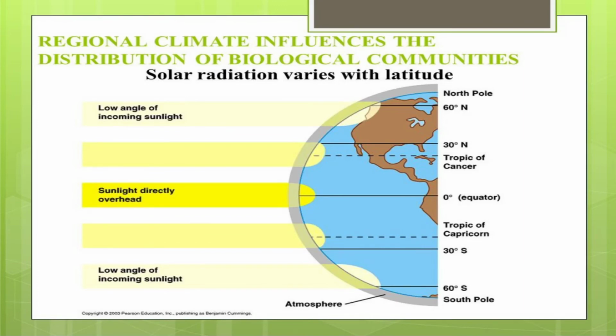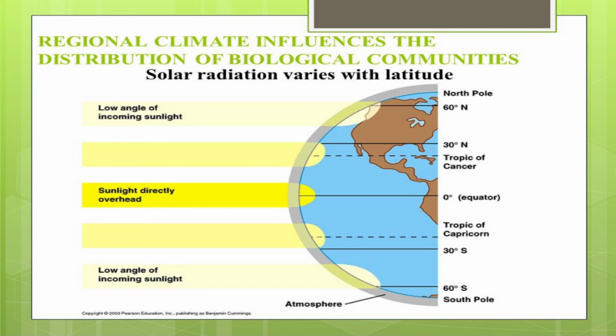So this is one of the diagrams showing that regional climate influences the distribution of biological communities. Here the solar radiation varies with latitude. Our earth is a sphere and it is divided into various parts. In the center, marked as 0 degrees, is the equator. Going from the equator towards the North Pole, you will see 30 degrees north, and at the upper level towards the North Pole, 60 degrees north. The solar radiation varies at various latitudes.